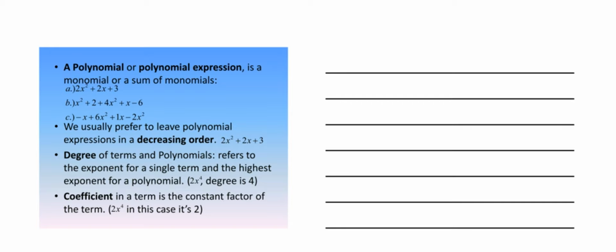Coefficient in a term is a constant factor of the term. For instance, 2x to the fourth, in this case, the coefficient is 2. It's the number in front of x to the fourth. So as an example, we have 2x squared plus 2x plus 3. And the idea is we normally want to simplify expressions.